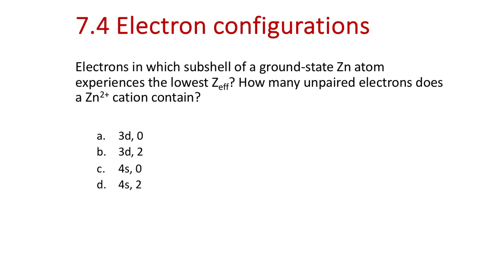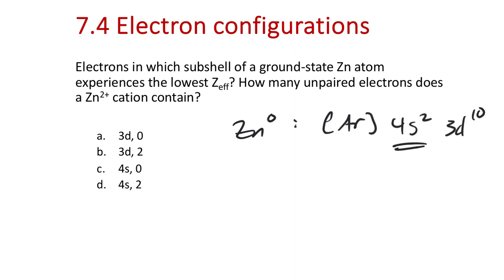So this question here is more or less what this question was getting at, where it says electrons in which subshell of a ground state zinc atom. Whenever we're doing configurations, whenever I say give me the configuration of an atom, we mean the ground state, the lowest energy state, the most stable state. So the most stable state of zinc would be that argon configuration followed by a 4s2, 3d10.